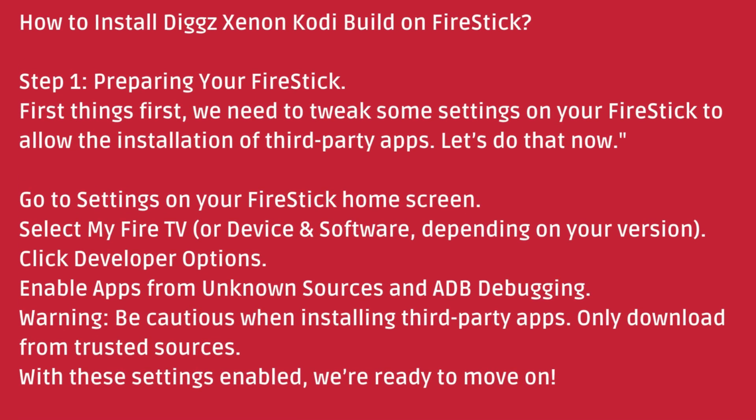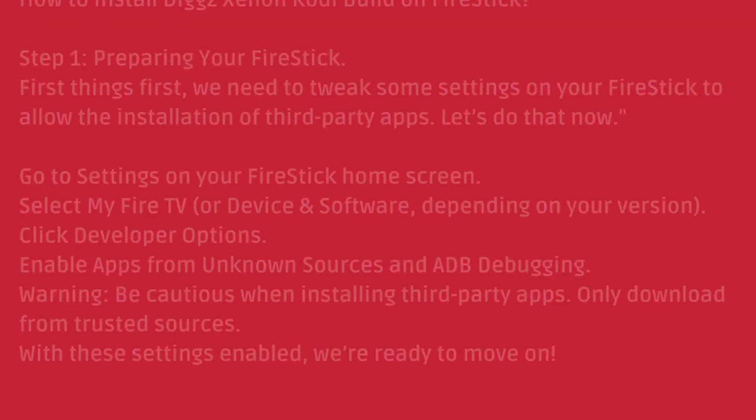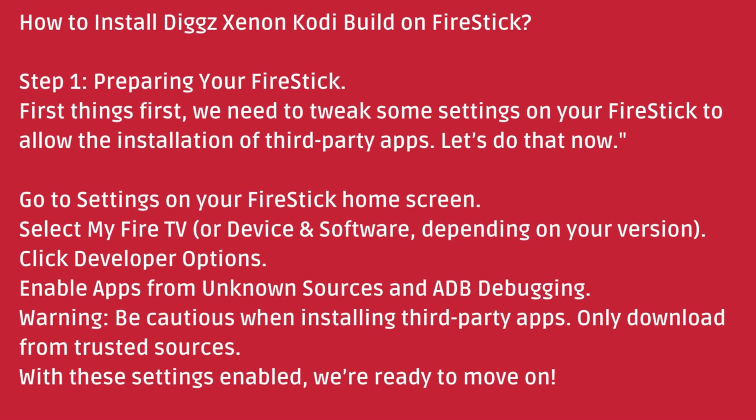How to install Diggz Xenon Kodi Build on FireStick. Step 1. Preparing your FireStick. First things first, we need to tweak some settings on your FireStick to allow the installation of third-party apps. Let's do that now. Go to Settings on your FireStick home screen. Select My Fire TV. Click Developer Options. Enable apps from unknown sources and ADB debugging.